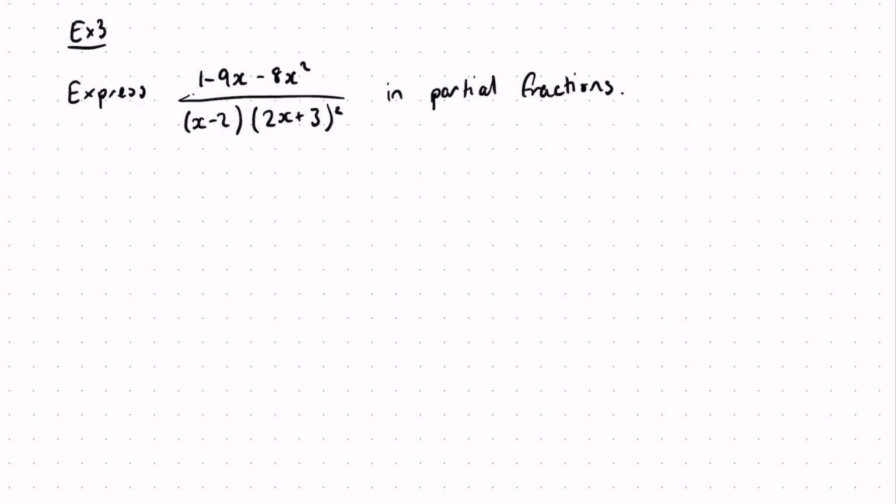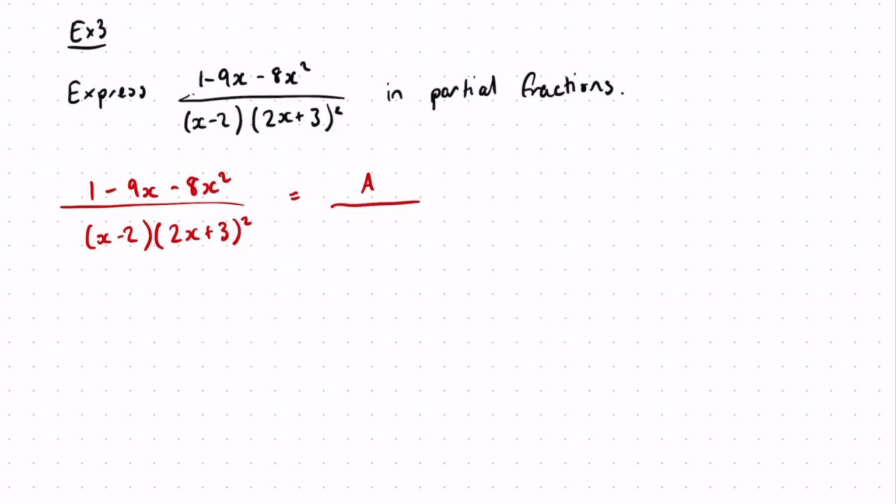So this is going to become (1 - 9x - 8x squared) over (x - 2)(2x + 3) squared is equivalent to A over (x - 2), then plus our second lot of stuff, which would be B over (2x + 3) plus C over (2x + 3) squared. Okay.